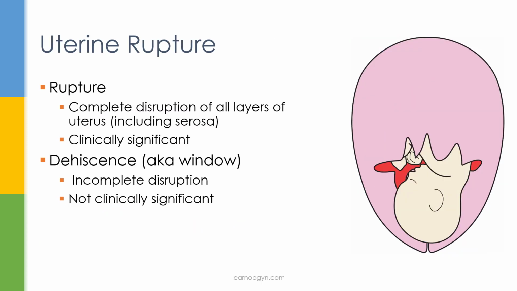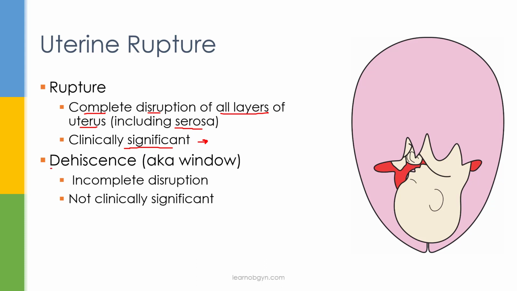The fourth condition associated with significant third trimester bleeding is uterine rupture. A rupture is a complete disruption of all the layers of the uterus. So this includes the decidua, the myometrium or the muscle, and the serosa, the outer layer. This is very clinically significant and it's an obstetric emergency. You'll see non-reassuring fetal heart tracing, abdominal pain, and usually this requires an urgent or even emergent cesarean section.